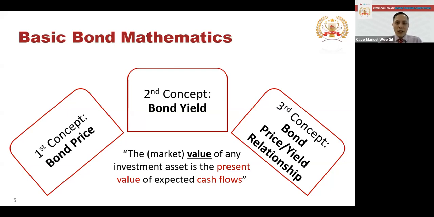So 3 important concepts that we must learn to understand and appreciate exactly how mathematics can be used to explain certain relationships in finance, particularly bonds, is bond price, the first concept. The second is bond yield. And then the third is the relationship between bond price and yield. At this point, I want you to keep in mind that asset valuation is essentially just determining the present value of all expected future cash flows.